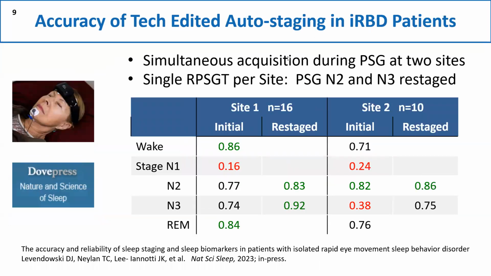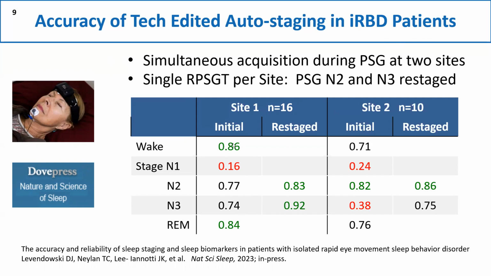Now, in this study, we wanted to cross-validate how the auto-staging with technical review would do in patients with isolated REM sleep behavior disorder. We know these are going to be more difficult cases because there's going to be EMG intrusion during REM sleep. So we ended up doing this in 2 sites where, again, we wore the sleep profiler simultaneous with PSG. At site 1, they had 16 patients. And this is the initial scoring agreement that you can see across the stages.